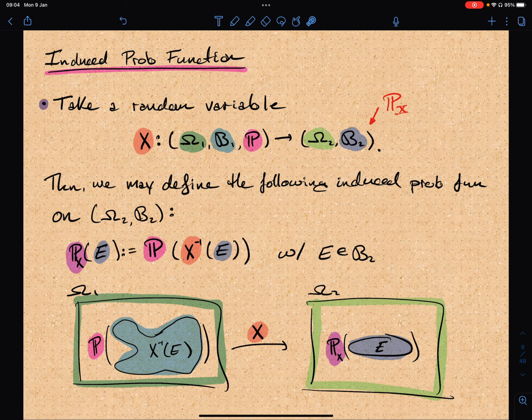In the following, you'll see this notation P sub x, and sometimes I'll introduce other notations to make it more clear, or rather, for convention, because this is what people use in the literature. This P sub x is what's going to have the probability information of this random variable.